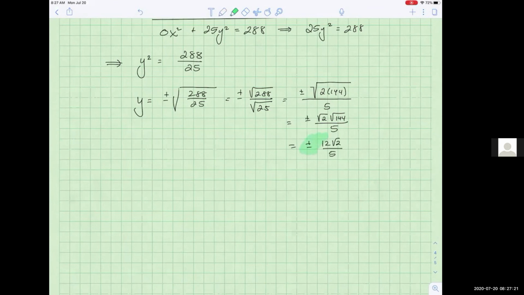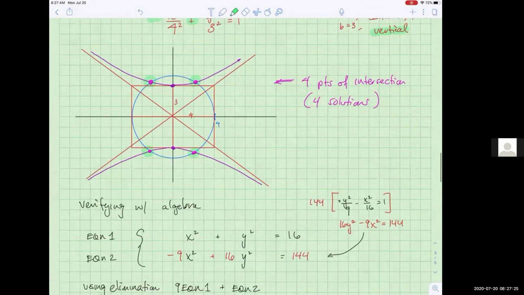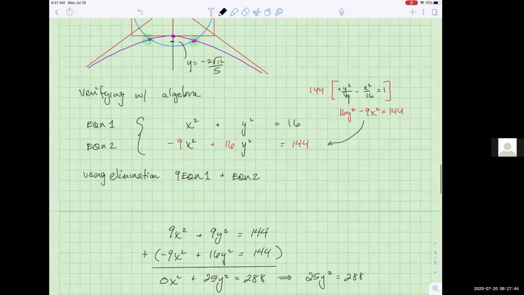So these are the y values. That's how high and low these are. So apparently this is y equals 12 root 2 over 5, and this is y equals negative 12 root 2 over 5. So the question is now, what are the x values that go with those?